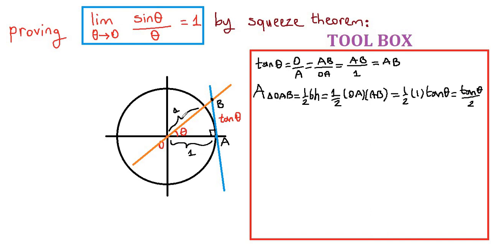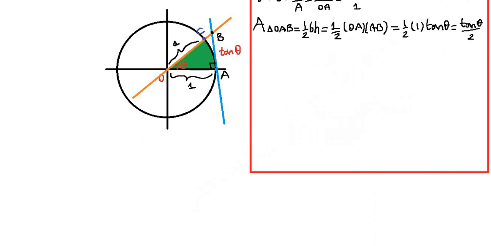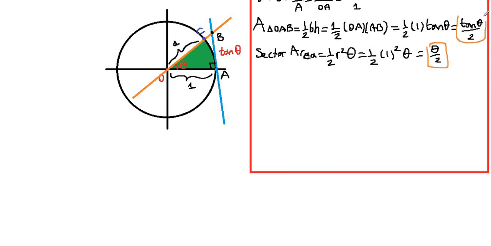Now let's consider the sector of OA. Let's call here C. The area of sector OAC, let me highlight it, this green area, will be given by the sector area formula. Sector area formula in radians is 1/2 times r squared theta. And here our radius is 1 because this is a unit circle, 1 squared, and we have theta. So the sector area, this green area, is theta over 2. Let's keep this in pocket, like this one above.